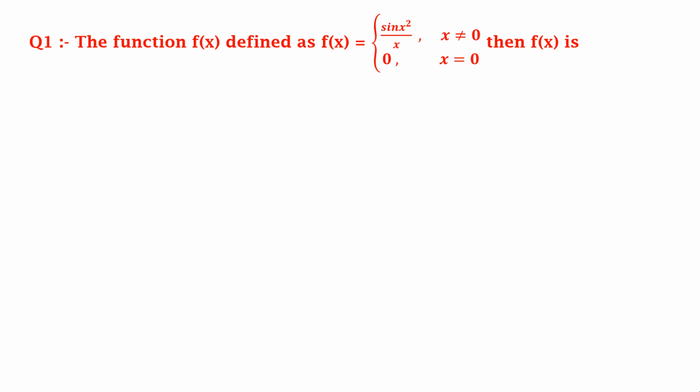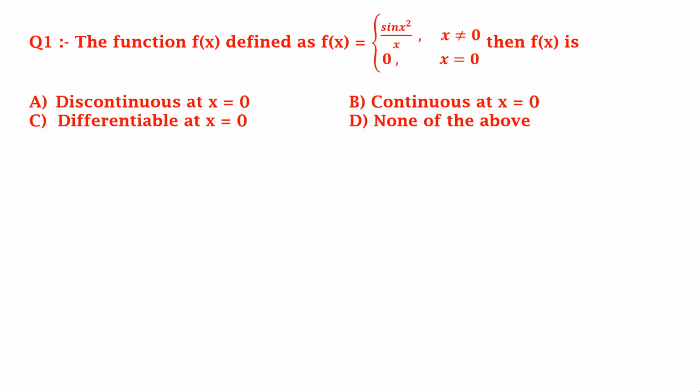Let us begin. First, the function f(x) is defined as f(x) = sin(x²)/x when x is not equal to 0, and 0 when x is equal to 0. Then f(x) is: the options are A. Discontinuous at x = 0, B. Continuous at x = 0, C. Differentiable at x = 0, and D. None of the above.